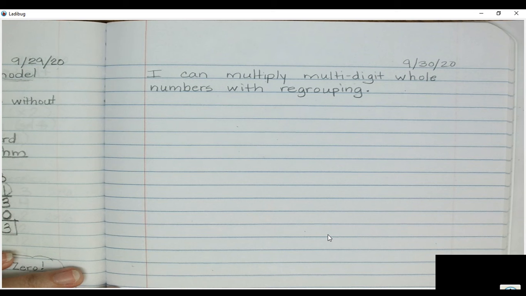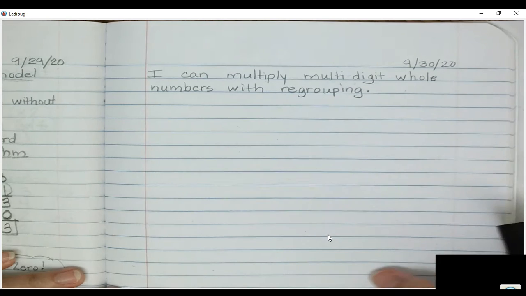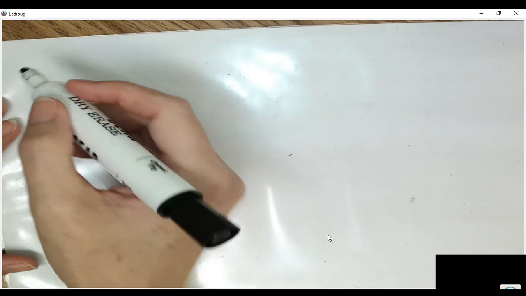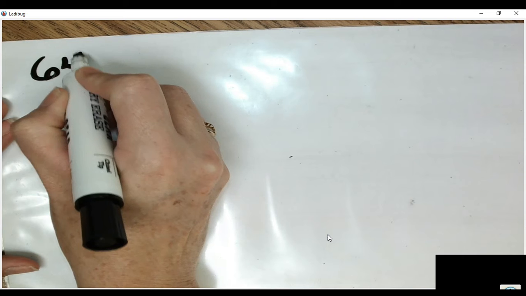Welcome back. I can multiply multi-digit whole numbers with regrouping. Yesterday, we drew our area models and we connected it to the standard algorithm. And today we're going to do some more of that, but today there's going to be some regrouping involved. Okay, so you need your whiteboard. Here we go. I'm going to write, you may watch this first one.